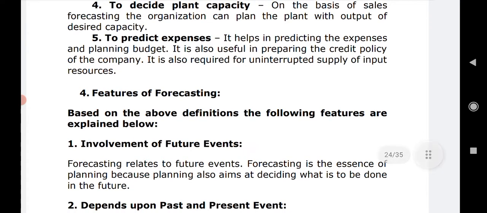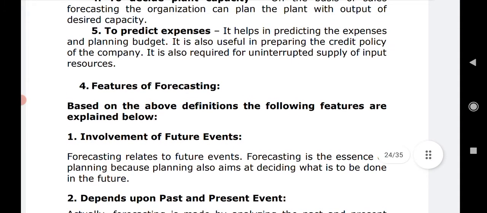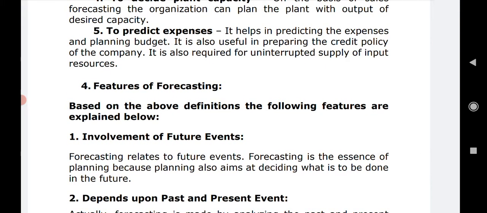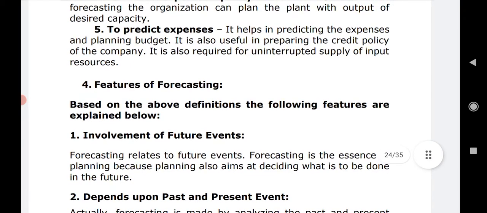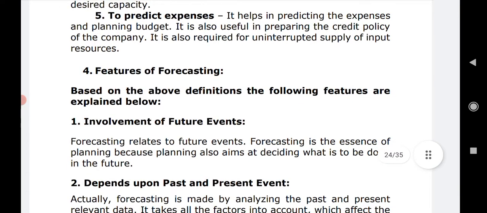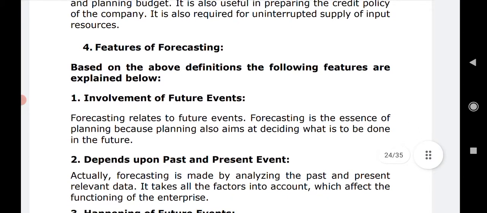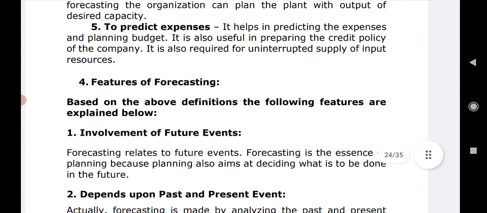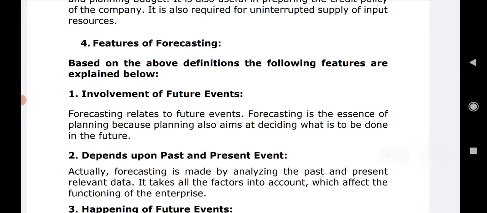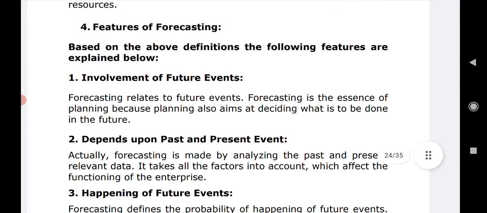Next, we can predict the expenses. It helps in predicting different types of expenses, and we can plan the budget accordingly. It is also useful in preparing the credit policy of the company. It is also required for the uninterrupted supply of inputs and resources, definitely. So these are all the objectives that may be fulfilled once we have the sales forecasting done.